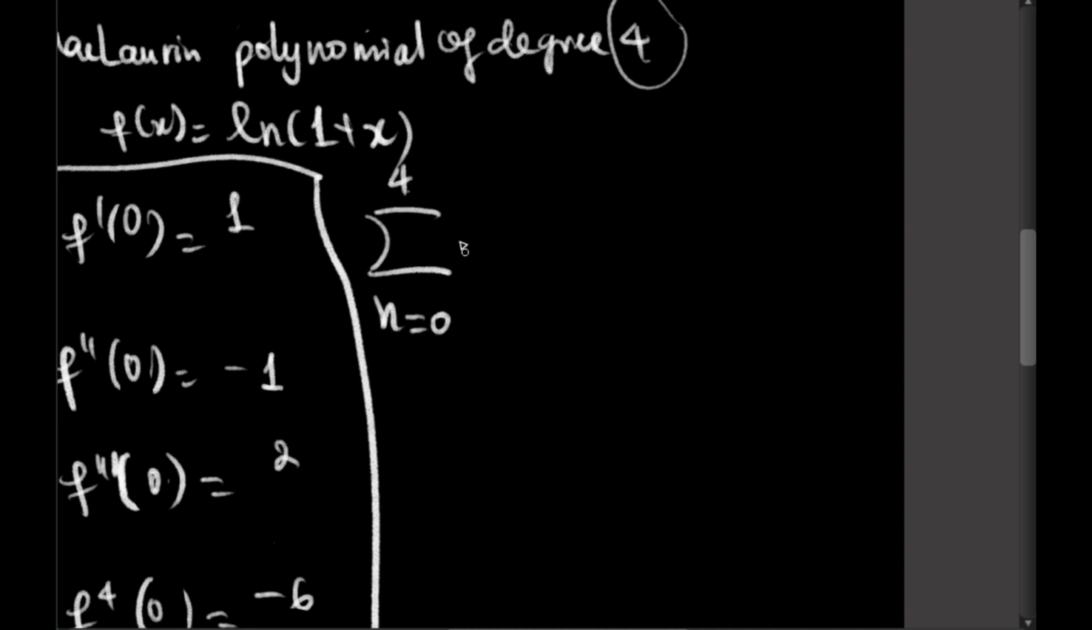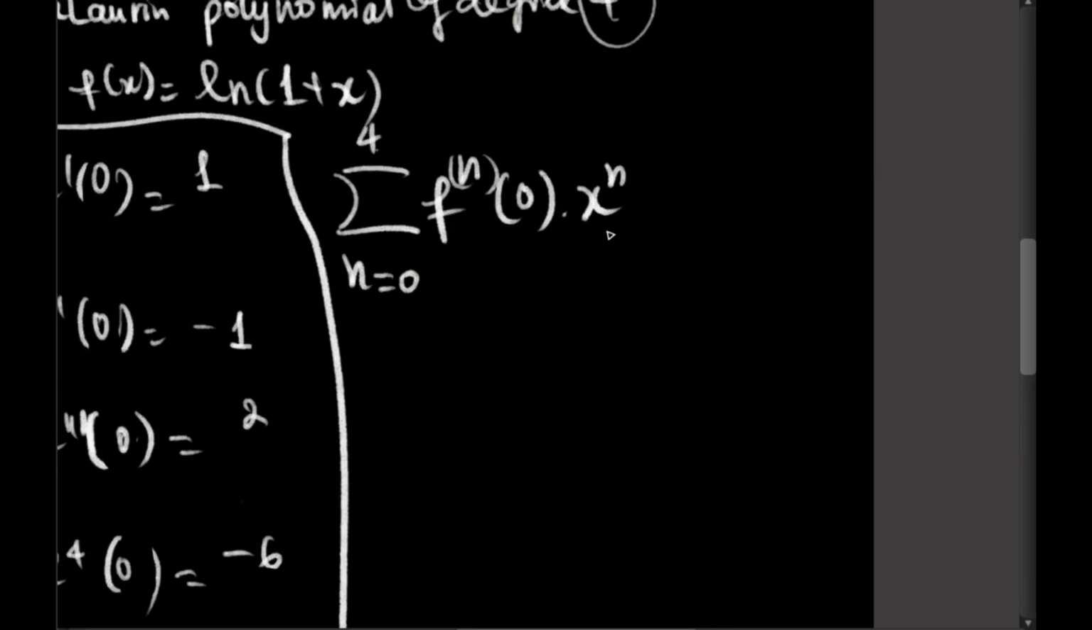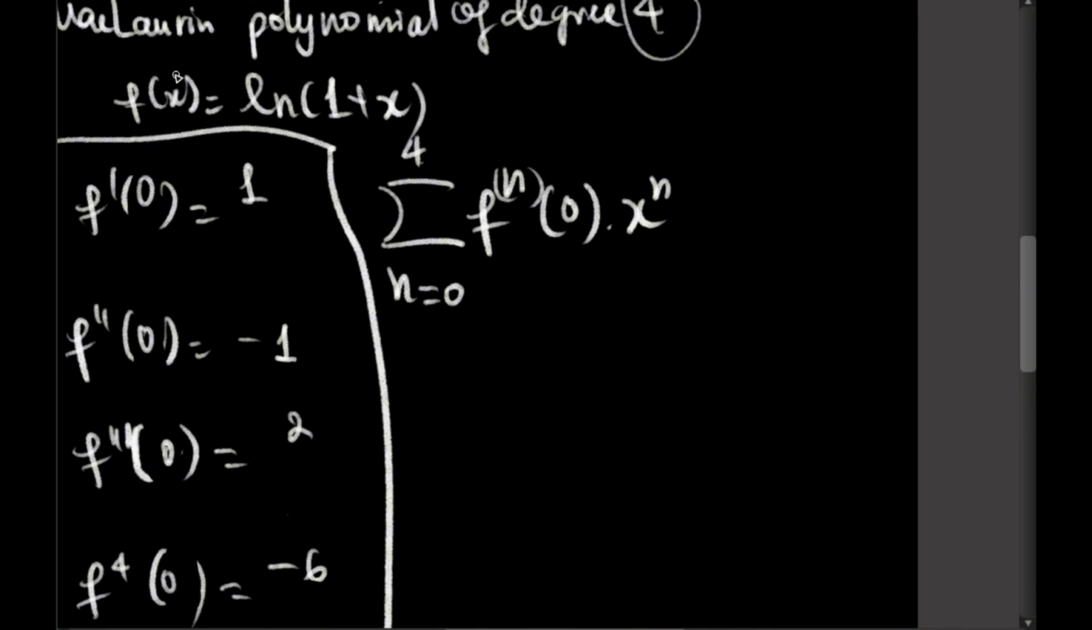So n starts with 0, right? Sum of f^(n)(0) multiplied with x to the power of n, right? And now for n equal to 0, we're going to have f(0). So f(0) is natural log of 1, right? So it's definitely going to be 0.